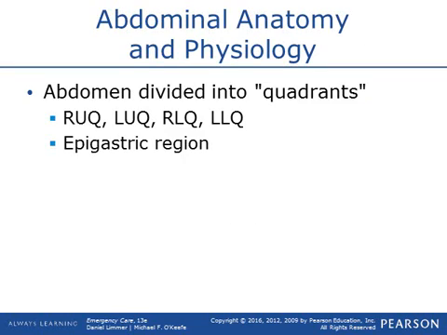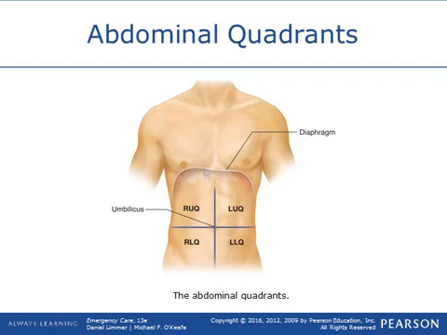So the abdomen is divided up into quadrants: the right upper quadrant, left upper quadrant, right lower, and left lower quadrants. Also the epigastric region. Epigastric region is just a small place right about the xiphoid process. So to divide up the quadrants, basically the belly button is the bullseye. So that belly button will be the center of the cross, dividing those regions laterally and vertically.